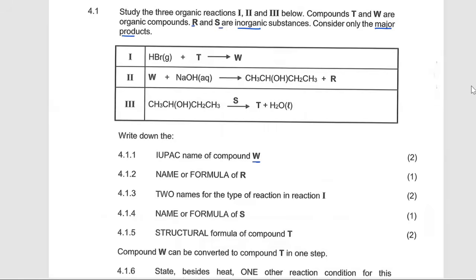Okay, what we are going to do there is to put our HBr, right? So I'm going to say this one there is our HBr, right? So they're saying W there. So in terms of W, we can say that one is our HBr.